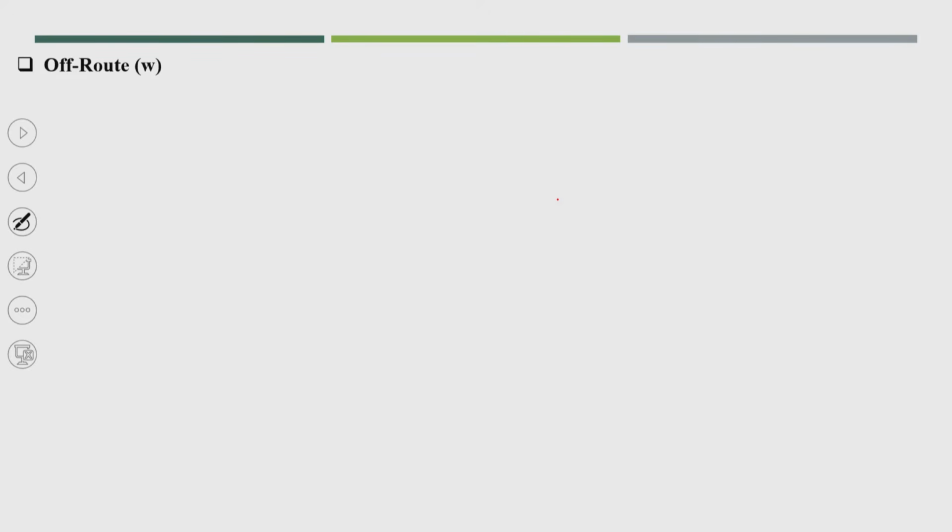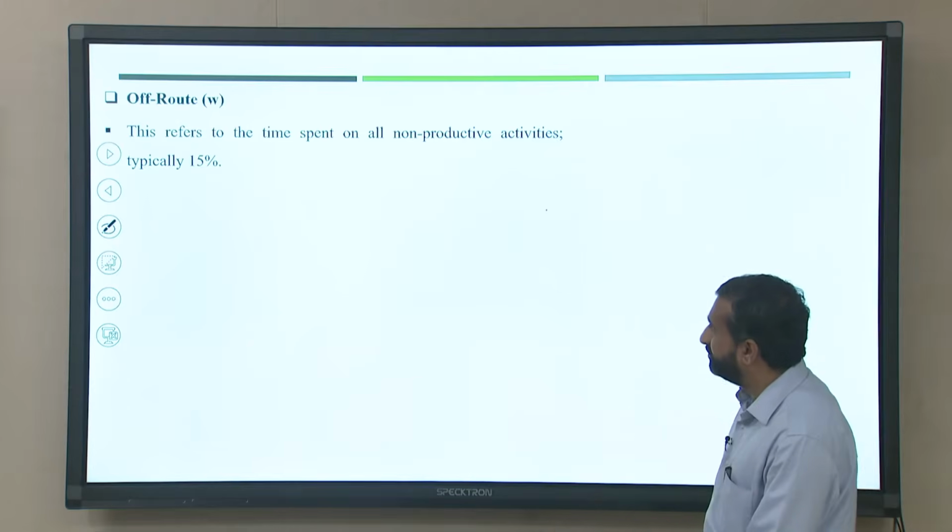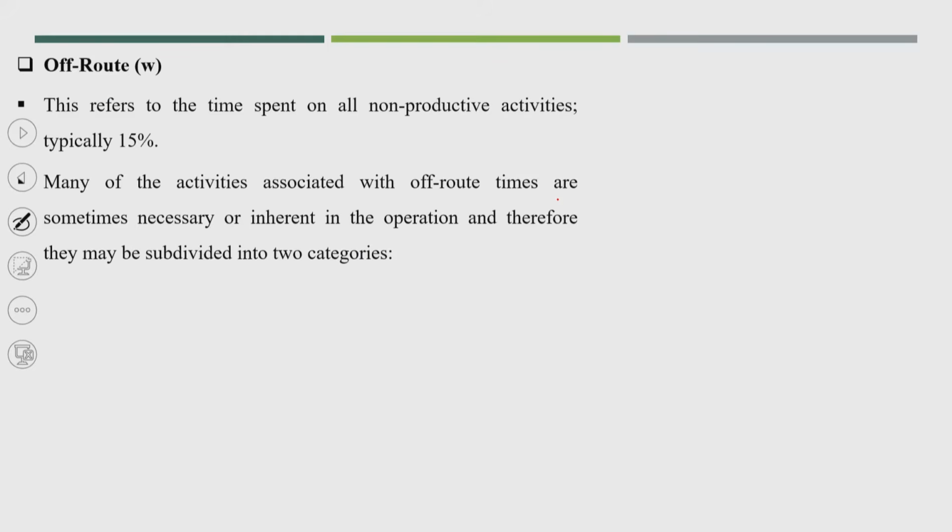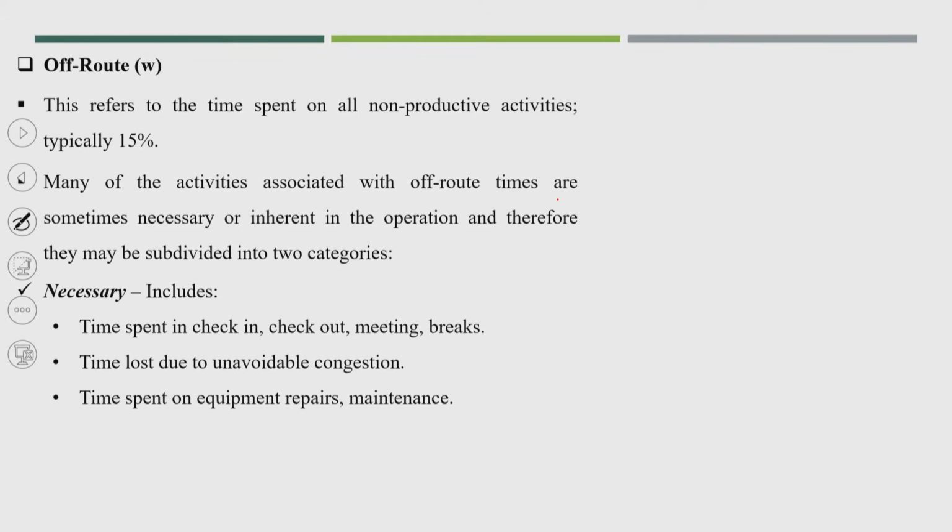Now, the next unit operation is off-route, denoted as W. This refers to the time spent on all non-productive activity, which is typically about 15%. And what are those? Many of the activities associated with off-route time are sometimes necessary or inherent in the operation, that is, very important for the operation, and some could also be unnecessary. The necessary ones include time spent in check-in, check-out, meetings, and breaks.